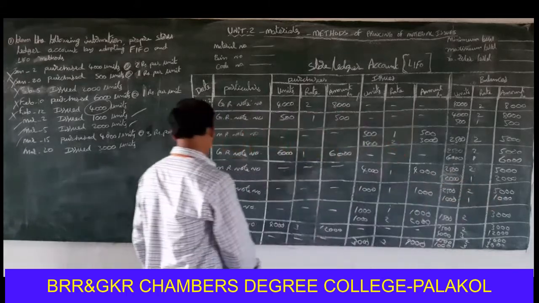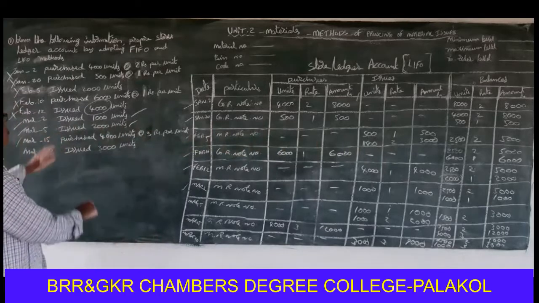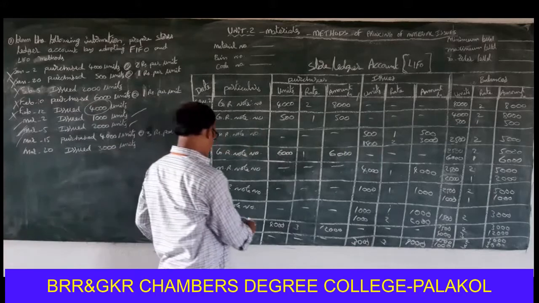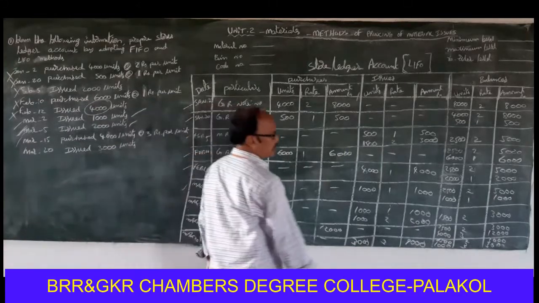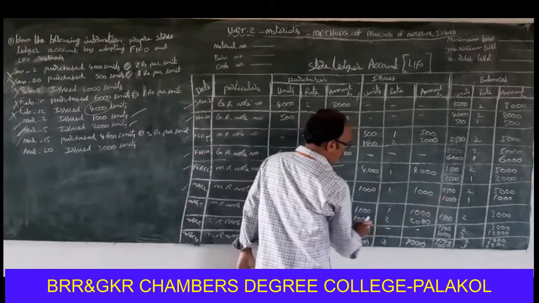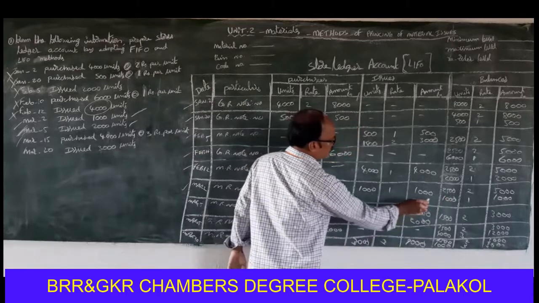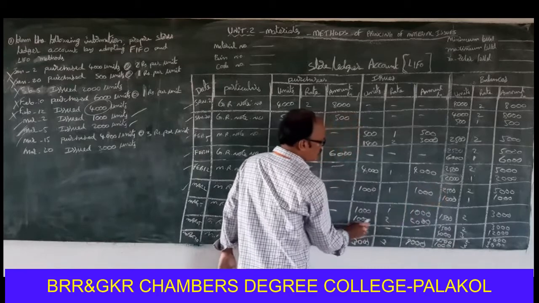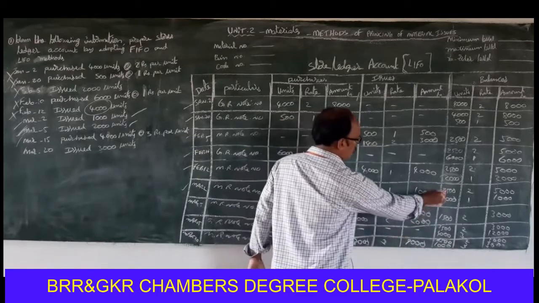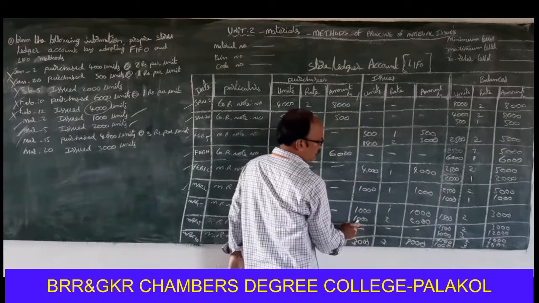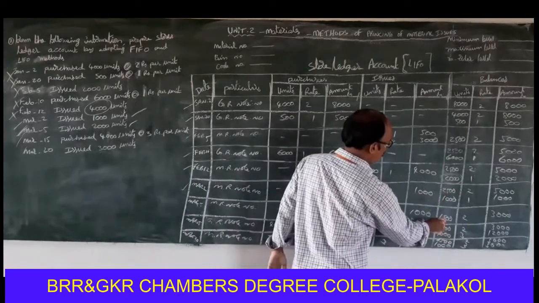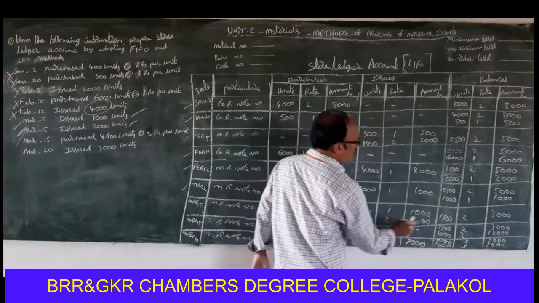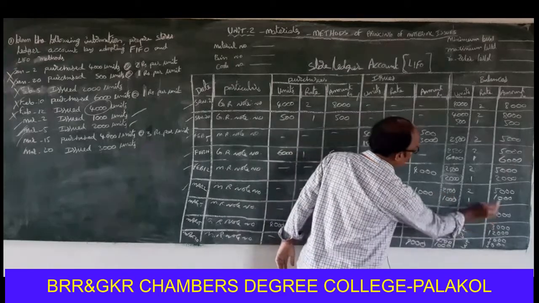Next one, March 5th: issued 2,000 units. Issued means a material requisition note number. First issued is the 1-rupee stock, 1,000 units at the rate of 1 rupee, 1,000. Then the other 1,000 units are issued from the old stock, so 1,000 into 2, 2,000 rupees. So 2,500 minus 1,000, 1,500 into 2, 3,000.